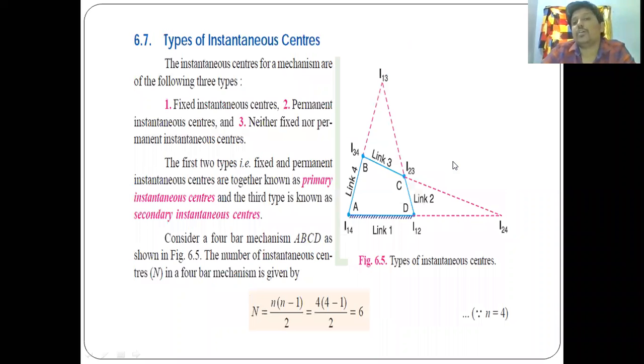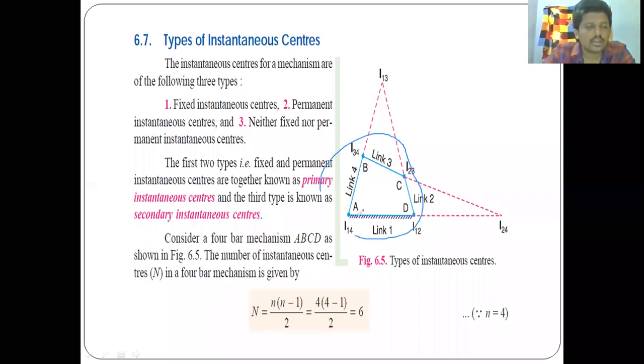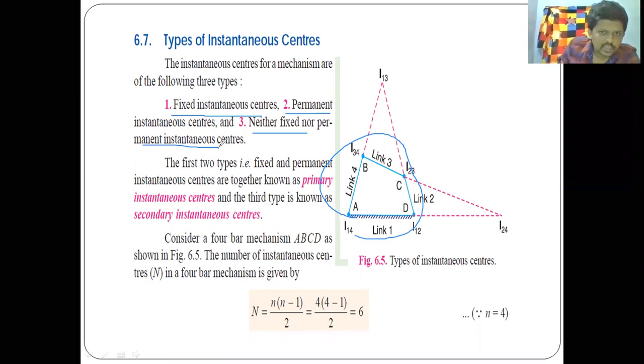Now, next one. How many types of instantaneous centers do we have? We are taking an example of a 4-bar mechanism here. We have 3 types of instantaneous centers: fixed instantaneous centers, permanent instantaneous centers, and neither fixed nor permanent instantaneous centers. A fixed instantaneous center is fixed relative to the fixed link. A permanent instantaneous center means those other than the fixed link that are permanent.